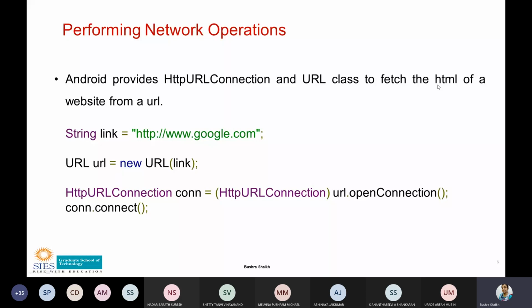This URL could be the URL of an HTML page, or it could be the URL for any internet resource, like for example the downloading of some image, so that the URL will point to the image. Just for an example, we are looking at this dummy URL. We'll create one string link pointing to this URL, and we will initialize a URL object by passing this link as a parameter to it.